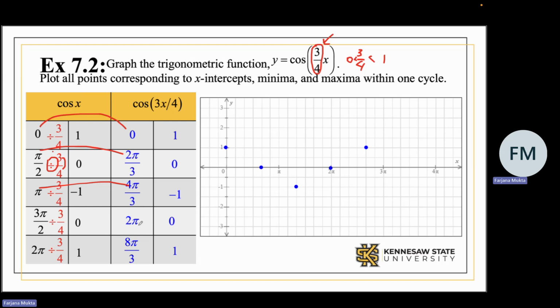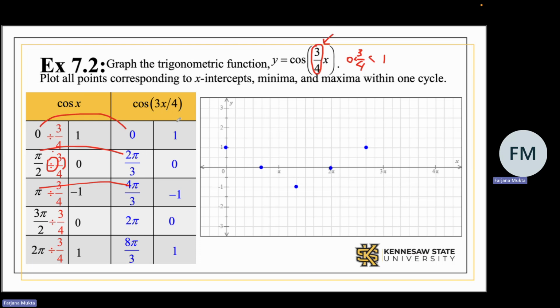For 2 pi, it's 0. For 8 pi over 3, it's 1. Okay? So what's happening is that when we are multiplying by any number inside the function, 3 over 4, the corresponding angles are changing. So the x coordinates are changing, but not the y's, right? Now we'll add these points to get the graph.